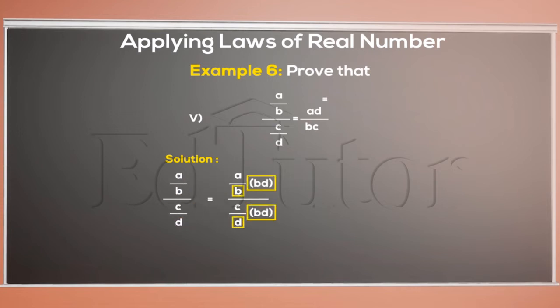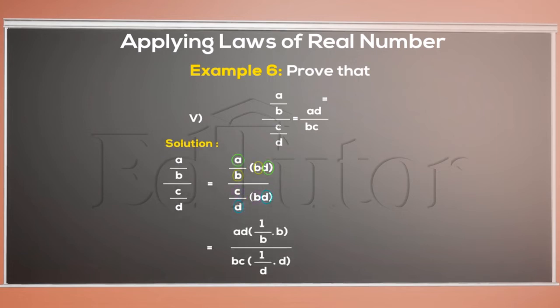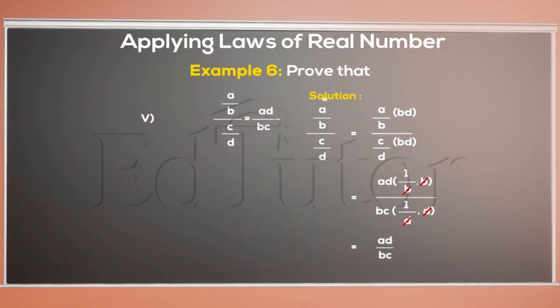Multiply the respective element BD to the numerator as well as the denominator. Next, rearrange the equation so that the inverses are placed together and they get cancelled. There you go. We have proved what we were supposed to do.